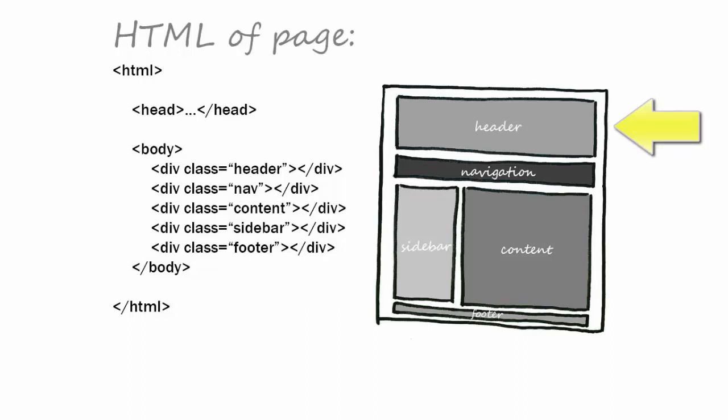Header, where the logo and slogan will be inserted. Navigation, where the navigation bar will be located. Sidebar, where additional or interesting content will be. Content, where the main content of the site will be found. And lastly, the footer, with copyright information and an address.